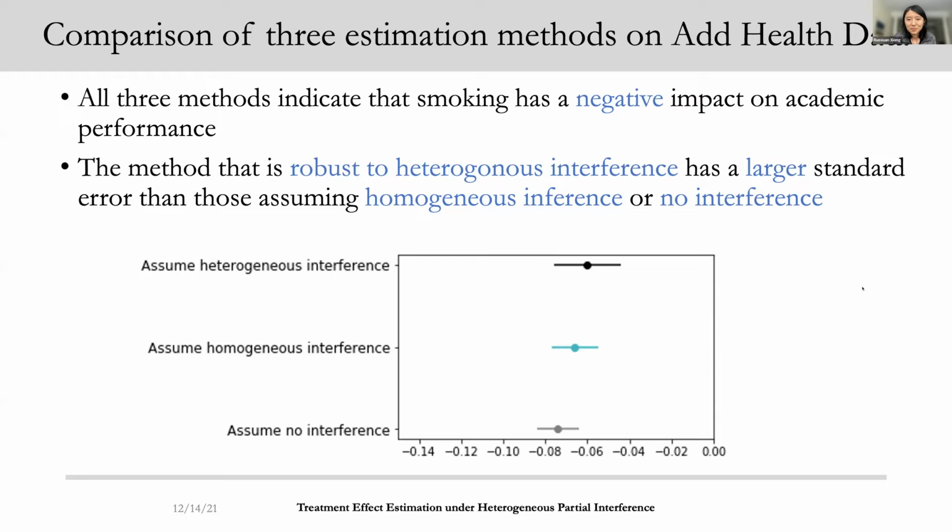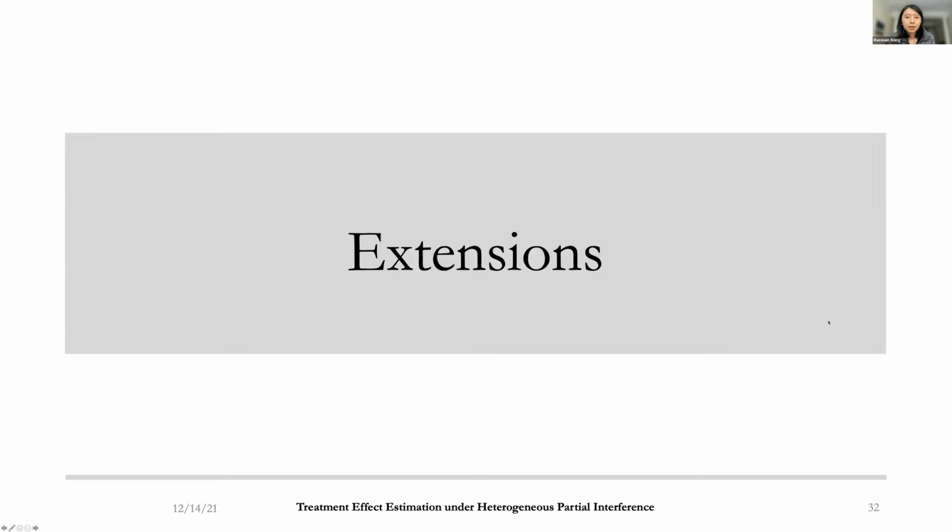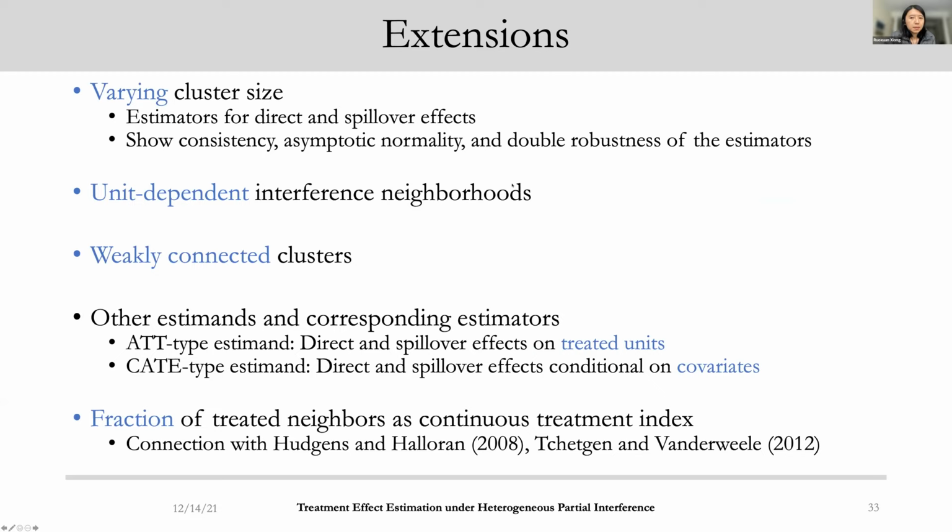Okay, so now I want to use the last few minutes to talk about the extensions considered in our paper. First is that we provide the complete results for varying cluster size, including the estimators for direct and spillover effects in this case, and we provide the asymptotic properties of these estimators.